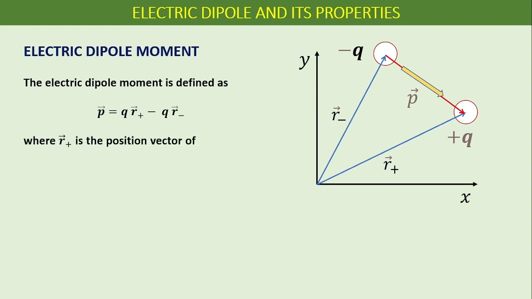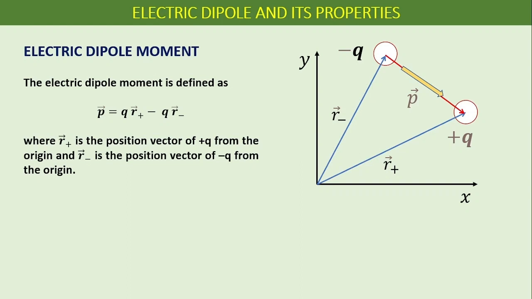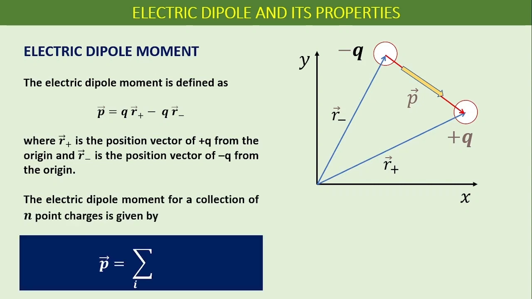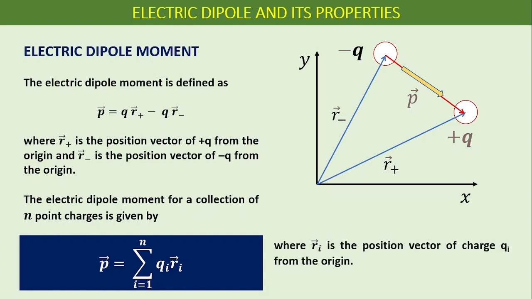R plus vector is the position vector of plus q from origin and r minus vector is the position vector of minus q from origin. The electric dipole moment for a collection of many charges is given by p vector equals sigma i equals 1 to n q_i r_i vector, where r_i vector is the position vector of the charge q_i from the origin.